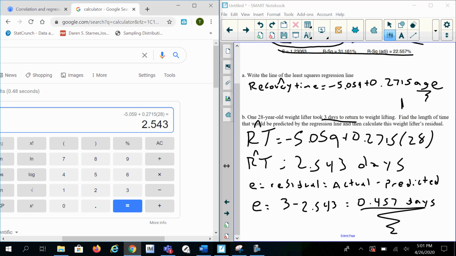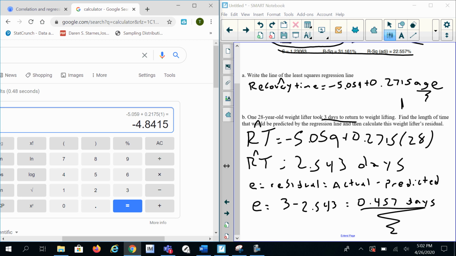Okay. So let's do the model again. So we had -5.059 plus 0.2175, and let's say they're 1-year-old. So the recovery time for a 1-year-old would be -4.8415 days, which doesn't make any sense. You can't recover in -4.8 days. That makes zero sense. And it makes zero sense because you extrapolated. You put in a value that doesn't make sense.